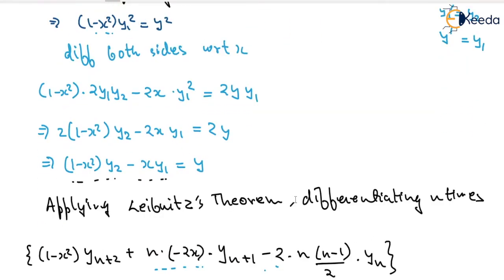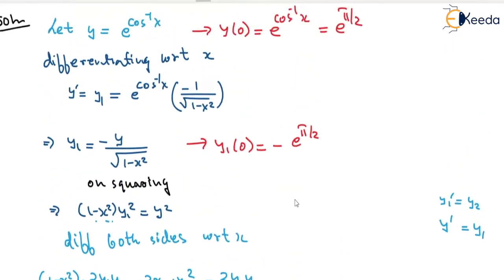Next is our term y2. So we can take y2 from here. y2 at 0, x equal to 0. So this 1 minus x square will become 1. X term will become 0 and it will be only y. So this becomes e to the power of pi by 2, because y in the sense of y of 0, and y of 0 we have already found to be e to the power of pi by 2.